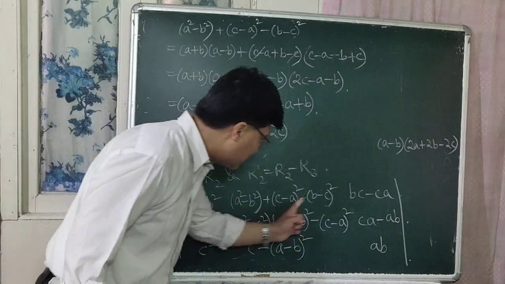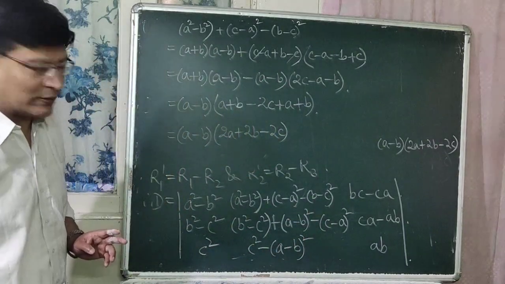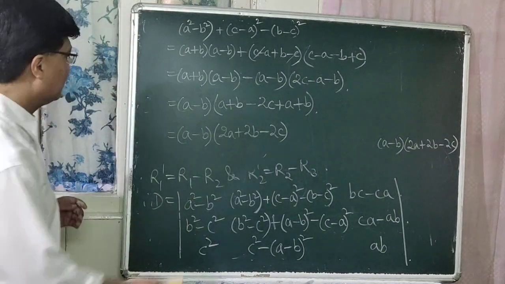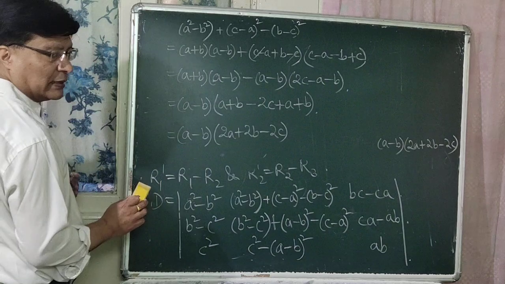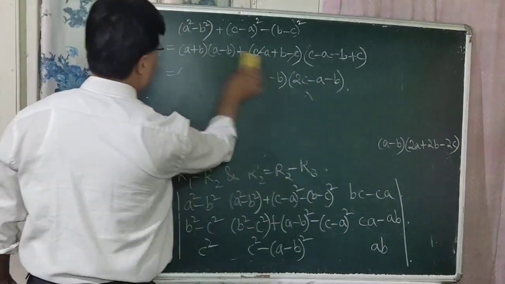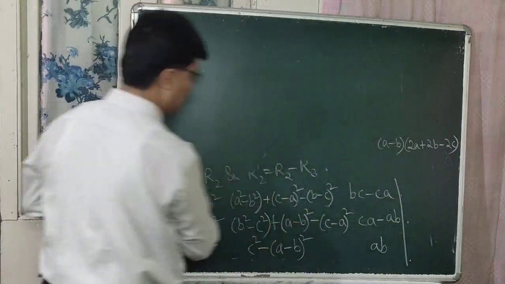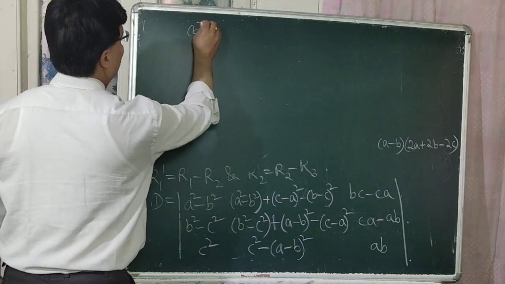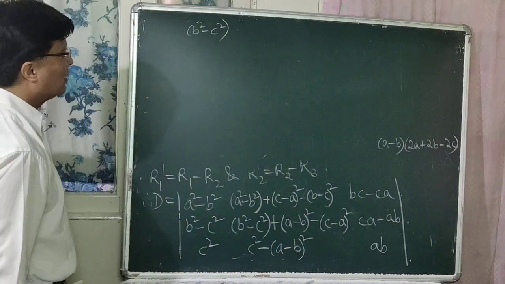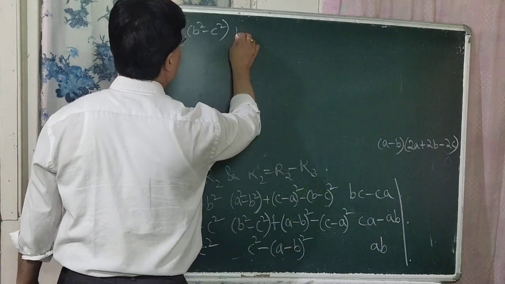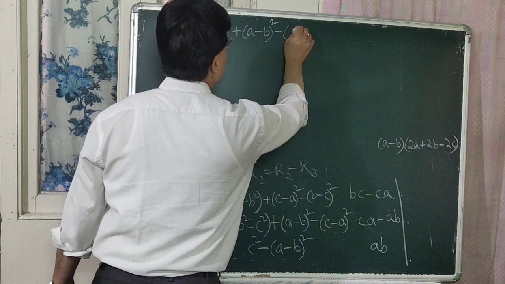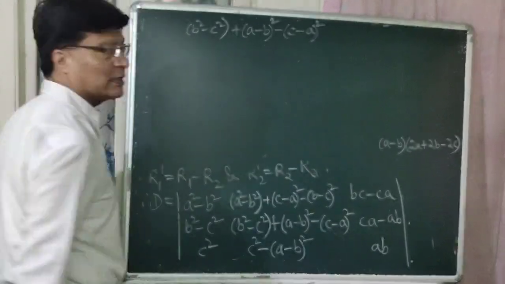Now let us factorize this expression similarly. Okay, now let us write down here. So I think we have copied it. Okay, so I am rubbing it now. Now next, b square minus c square. Again we are taking this expression outside: b square minus c square plus (a minus b) whole square minus (c minus a) whole square, right?